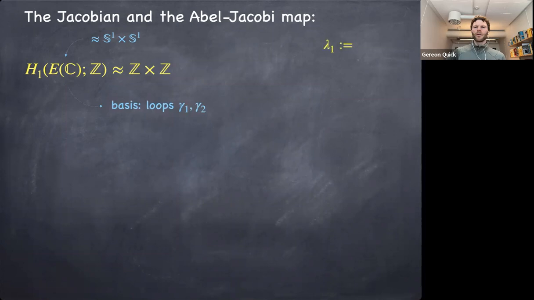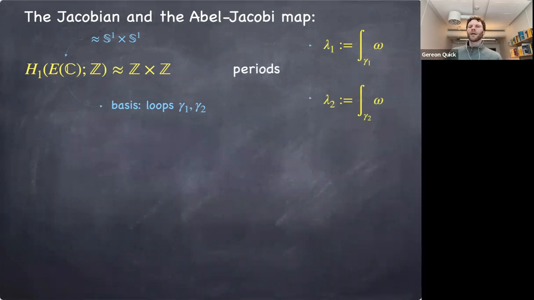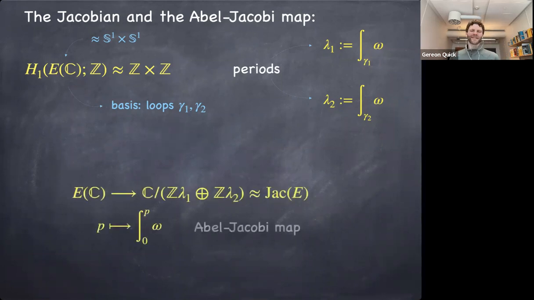And then first we take our differential form omega, that's dx over y, and take the path integral over these chosen paths. And these two complex numbers, lambda 1 and lambda 2, are called the periods of our curve. Of course you all know this, but it will hopefully eventually lead to something interesting.